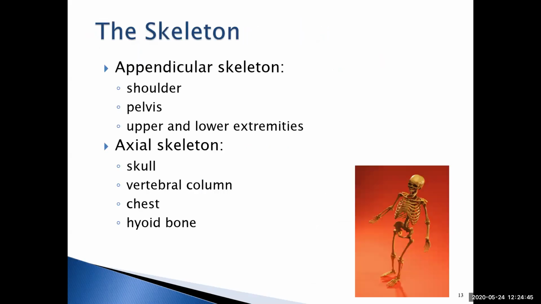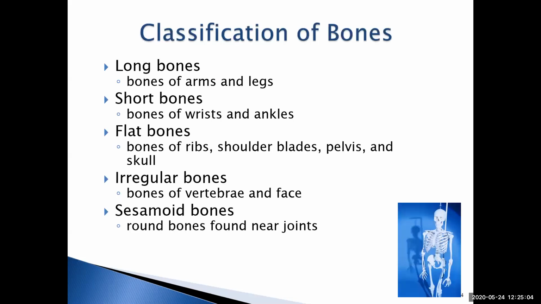When you look at your skeleton, we have appendicular skeleton, so the shoulders, the pelvis, upper and lower extremities. When we have an axial skeleton, which is comprised of the skull, vertebral column, so the chest, and then the hyoid bone. We have classifications of bones. Long bones are bones of the arms and legs, so like the femur, tibia, fibula. Short bones would be the wrists and the ankles.